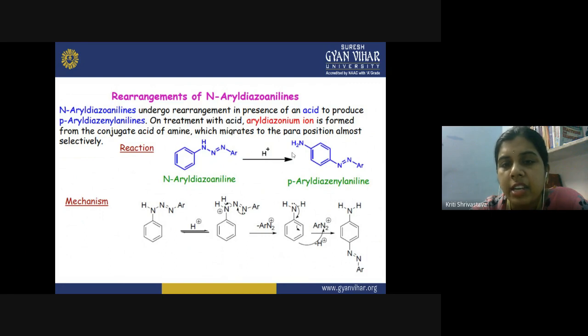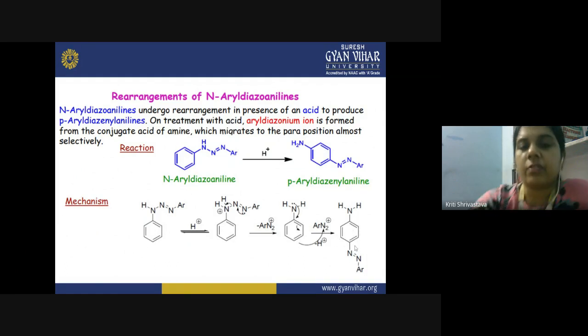So this is the para-aryl diazenyl aniline, and the driving force is the presence of the acid. The molecular rearrangement becomes very simple when the diazo group moves to the para position with respect to the amine group. On treatment with the acid, the aryl diazonium ion is formed, and this diazonium ion will attack the para position selectively, because both the groups are bulky. No reaction takes place at the ortho position, due to the bulkiness of the group. Once the aryl azo group attains the para position, this is the exclusive product formed at the end of the reaction.